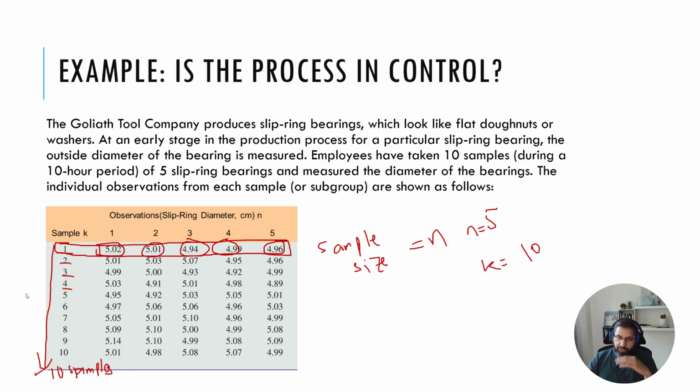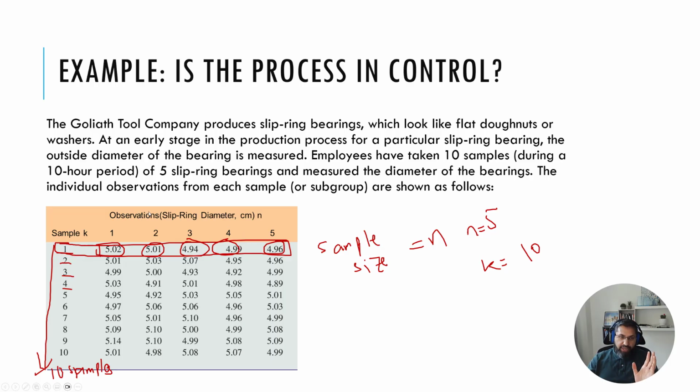Total, I have 50 numbers, right? 10 rows, 5 columns. I have 50 numbers, but I have to know the sample size. My sample size is 5, number of samples is 10. Do not confuse the two. If you said sample size was 10, you would get a different answer in the calculations that we're going to do. So make sure you understand what the number of samples is and what the sample size is.